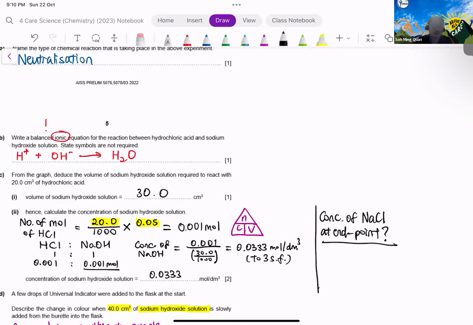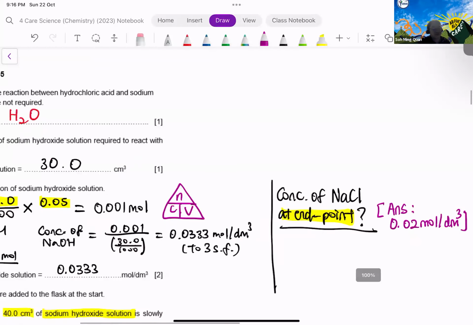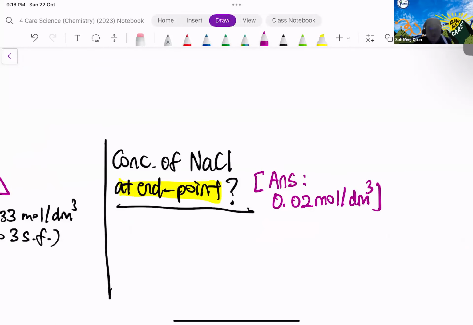Okay, so I shall pause the recording. Please think about it and work on it. Okay, the answer for this question is actually 0.02 moles per dm3. Now, there's a massive trick in how we got 0.02.